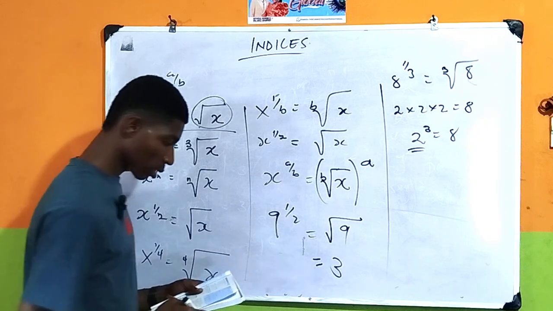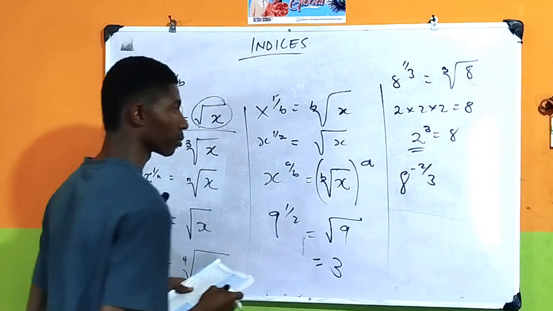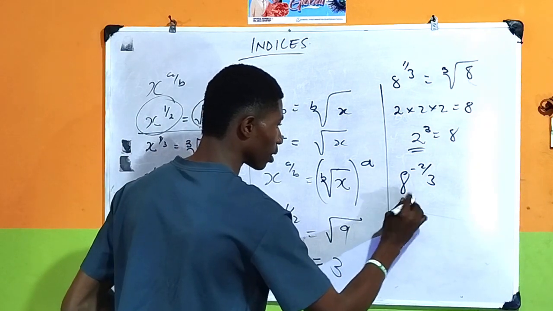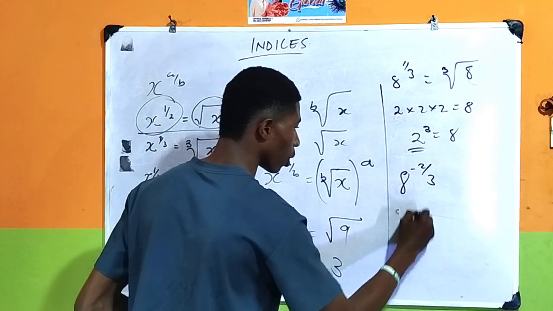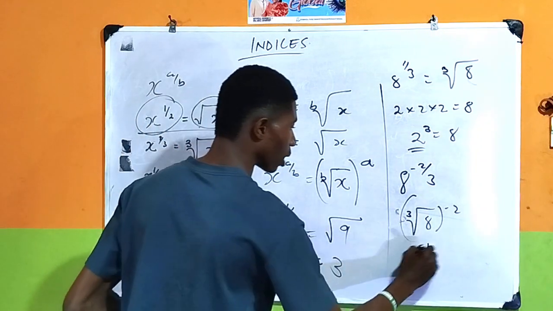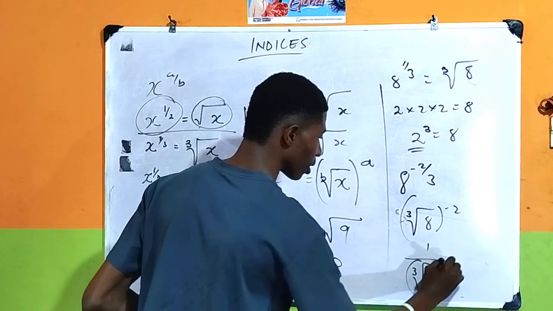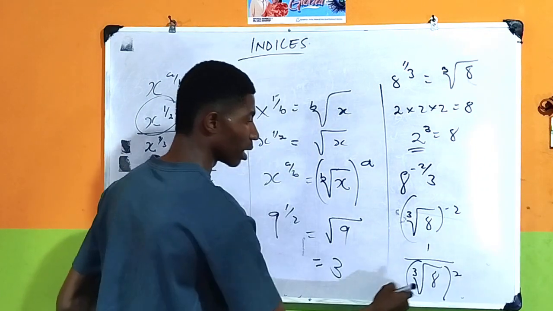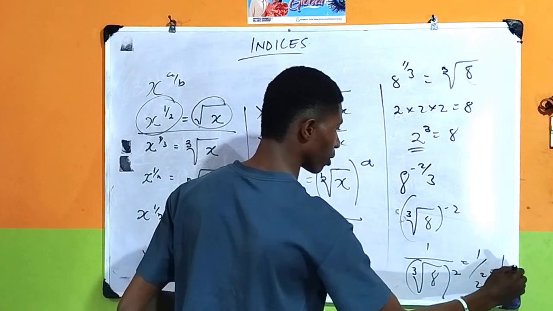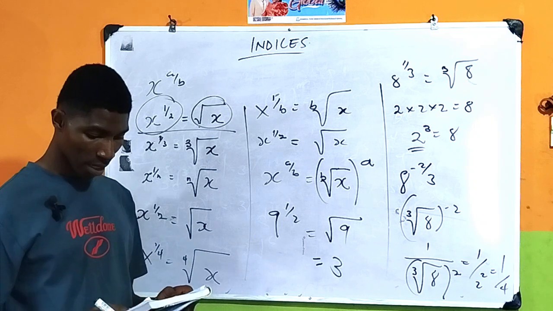And 8 power minus 2 over 3 is the same as what? The cube root of 8 power minus 2, which is 1 over the cube root of 8 power 2. And the cube root of 8 is equal to 2, right? So 1 over 2 squared is equal to 1 over 4. I hope it's clear. Yes.